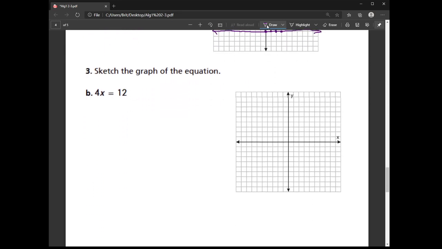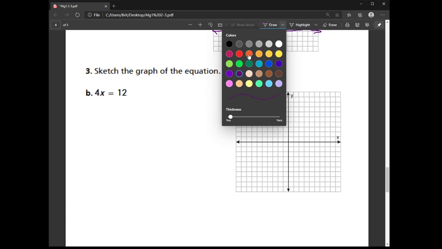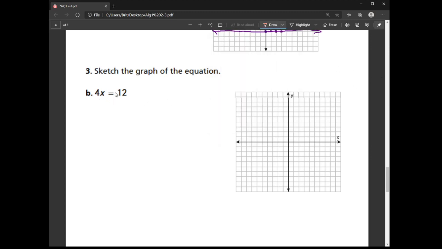Alright, and one more example. Here we are, we have 4x equals 12. So again, we want to isolate the variable. Right now we have multiplication, so I'm going to divide by 4 and get that x equals 3. Because there's no y value in this equation, it doesn't matter what y is. Y can be any value, and x will always be 3. So this is a vertical line instead.